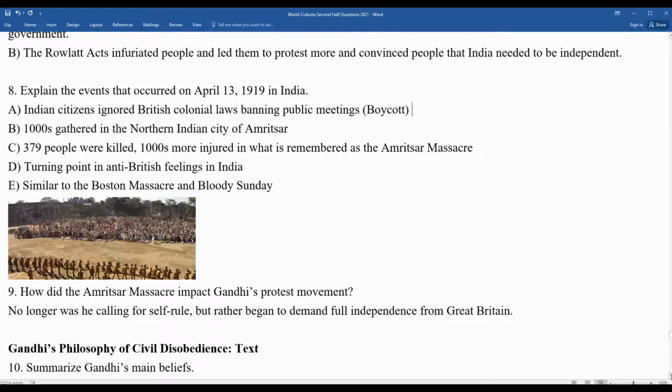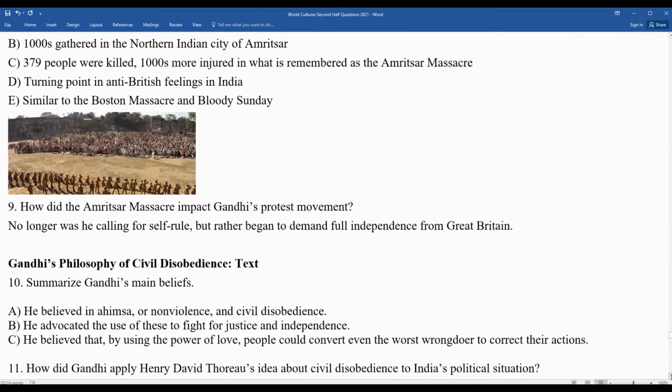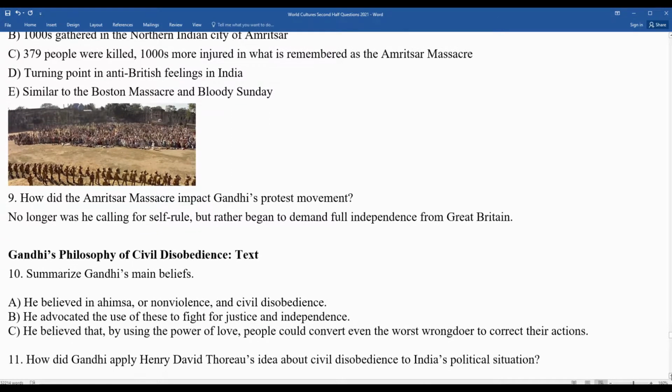10, what were Gandhi's main beliefs? He believed in ahimsa, or nonviolence, or civil disobedience. That's what we mentioned earlier. He advocated the use of these to fight for justice and independence. He believed that by using the power of love, people can convert even the worst wrongdoer to make the right decisions.